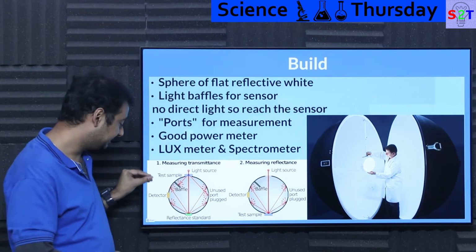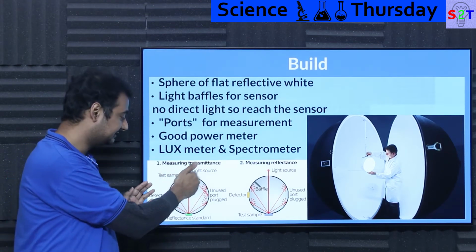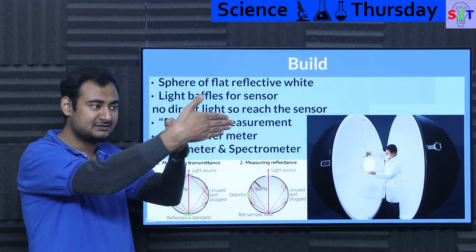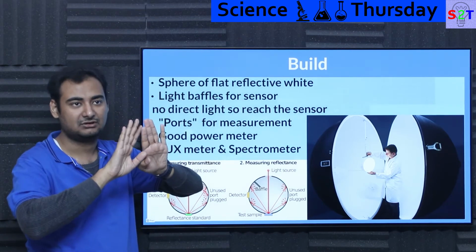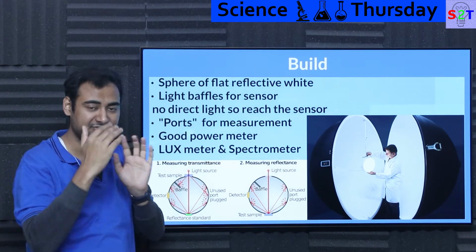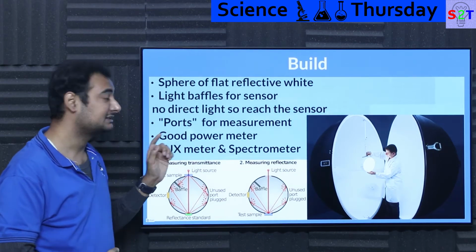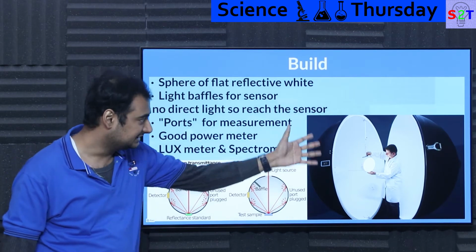Based on that, you can make sure your detector is reading proper light output rather than being saturated by the light source itself. It must have baffles, meaning the sensor must have a curtain around it. Of course it should allow light coming from all around to be reflected inside, that's awesome, but it should not be directly looking at the light source. That should never happen. So it has baffles for the sensors, and ports. Generally these things have ports.